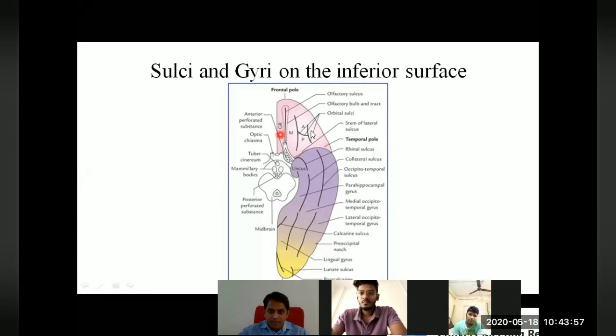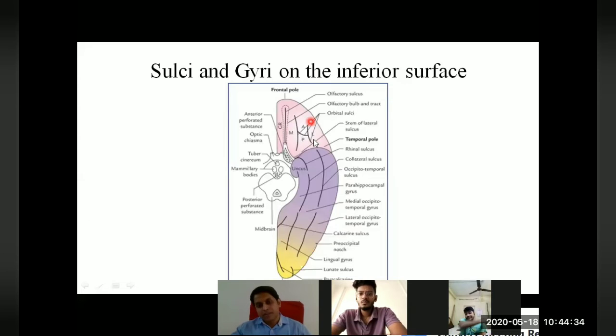On this orbital surface, among the sulci and the gyri which are present, you can see there is an olfactory sulcus. Why do we call it olfactory? Olfaction. So there is an olfactory nerve which is located right here. So the sulcus which is present right beneath it is the olfactory sulcus, and the gyrus which is present medial to it is the gyrus rectus. Now guess why rectus? As it is straight. So the recti gyri, and the remaining part of the orbital surface has the H-shaped sulcus.